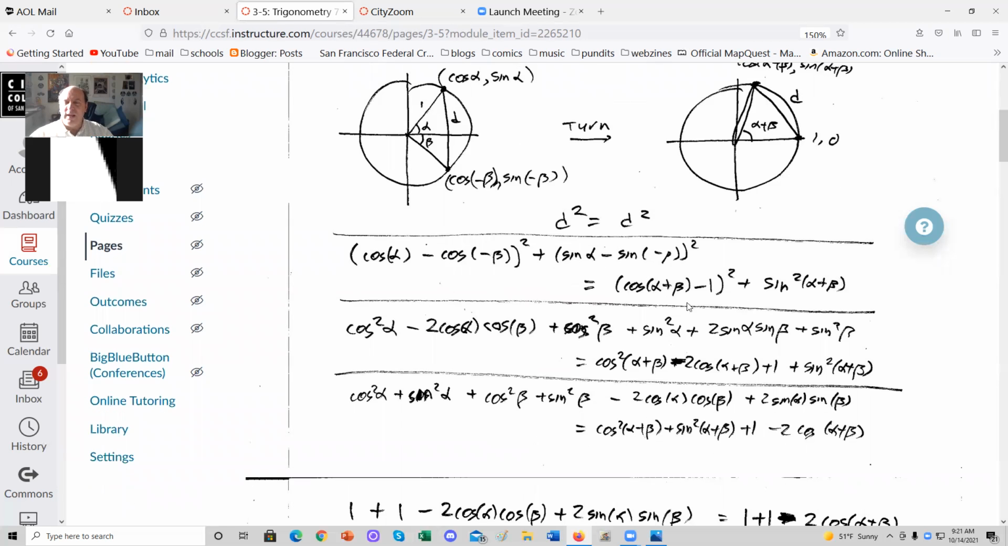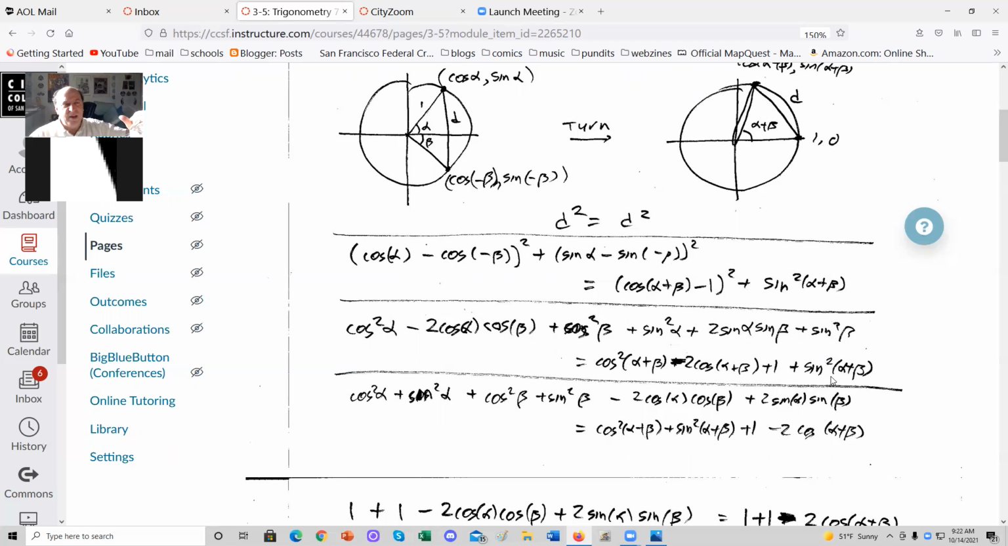Now, okay, expand these binomials. Cosine negative beta, the negative cancels. So this difference will be cos squared alpha minus twice cos alpha cos beta plus cos squared beta. And this, well, okay, here the minus comes outside, so you really have a square of the sum. And so its square will be sine squared alpha plus 2 sine alpha sine beta plus sine squared beta. This here, expand this to cos squared alpha plus beta minus 2 cosine of alpha plus beta plus 1, plus sine squared alpha plus beta.